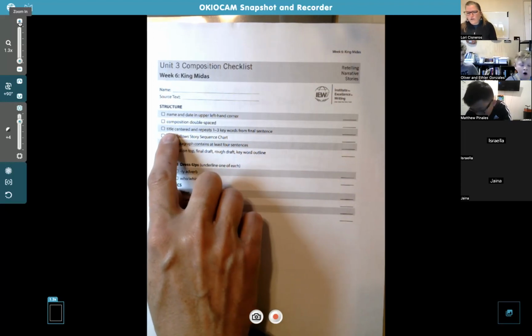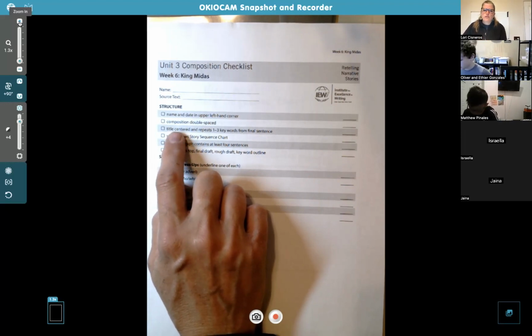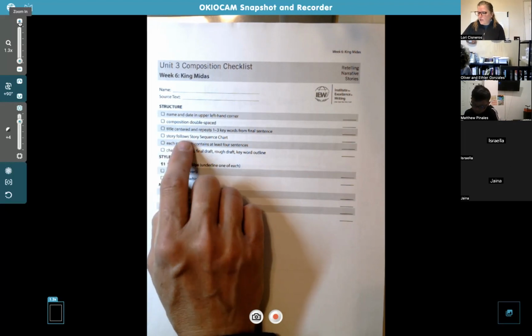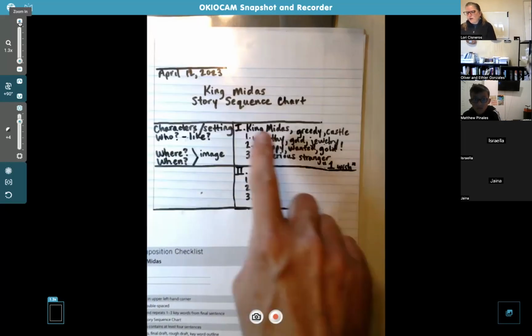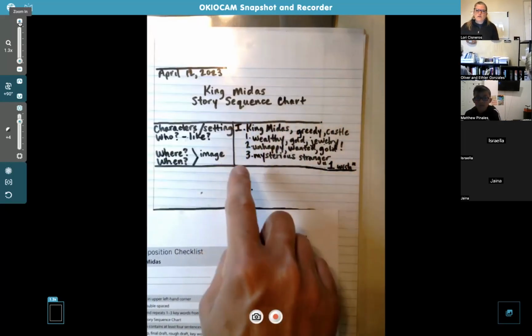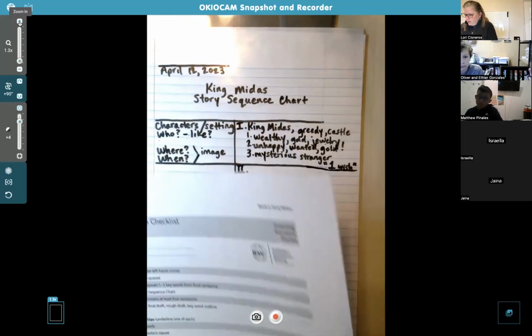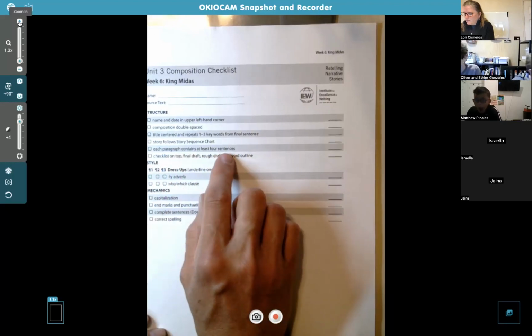And then the title, but we're not going to do the title yet because that comes at the very, very end. When we're done with all 3 paragraphs, that's when we work on the title. So you don't have to do that yet for homework. Here it says, this is the new one, story follows story sequence chart. So when you write your paragraph, you have to follow this. You have to use this as your guide to write your paragraph. And then it says each paragraph contains at least 4 sentences.